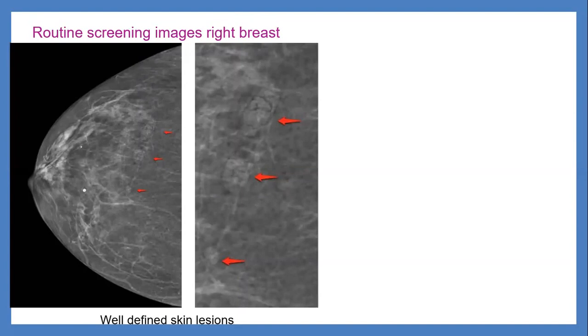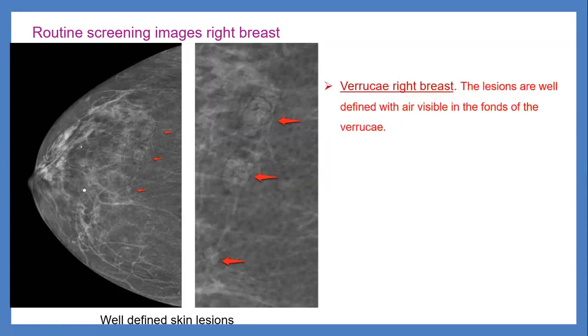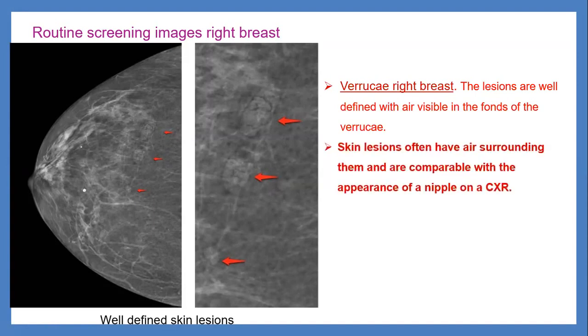And even if you see the lucency is not only surrounding, even here there is lucency, as if the lucency is surrounding them. In a case of this type of lesions, we call it what? Skin warts or verruca. Okay, these are skin lesions that have air surrounding them and are compared with the appearance of the nipple on chest X-ray, as we mentioned.